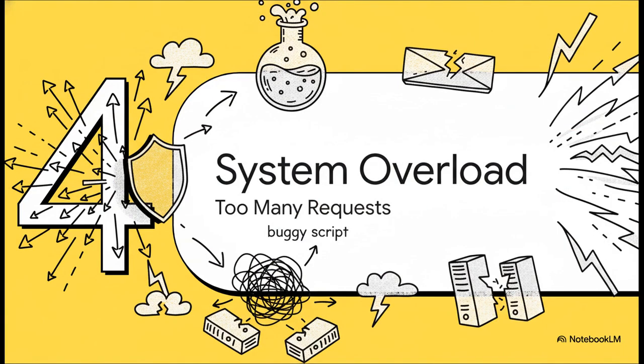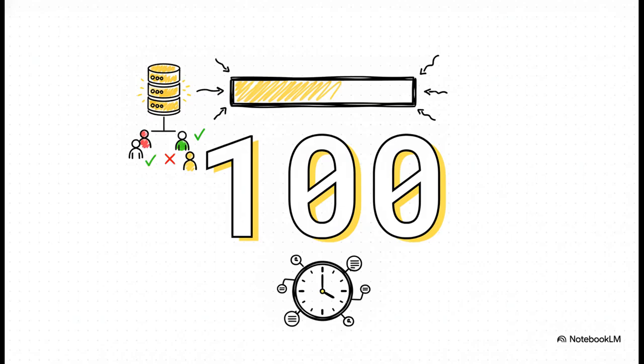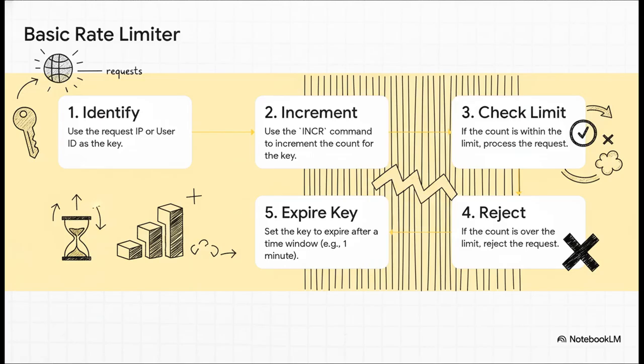Our fourth challenge is a big one, system overload. How do you protect your APIs and your services from getting completely overwhelmed by a flood of requests, maybe from a single user or a buggy script that's gone wild? You implement what's called a rate limit. For example, you might decide a single user can only make, say, 100 requests every minute. But the question is, how do you track that efficiently for everyone? Well, Redis makes this incredibly simple.